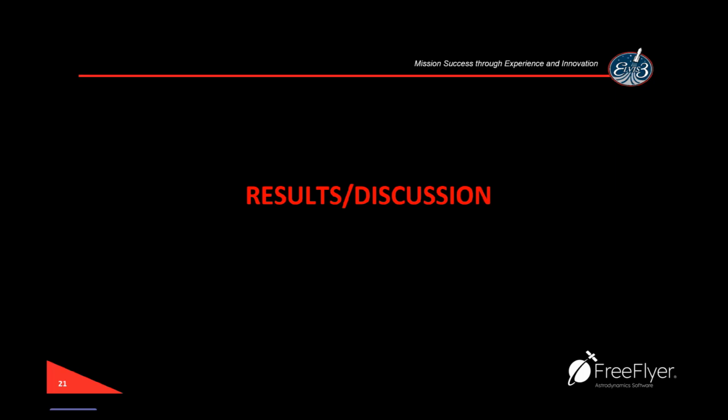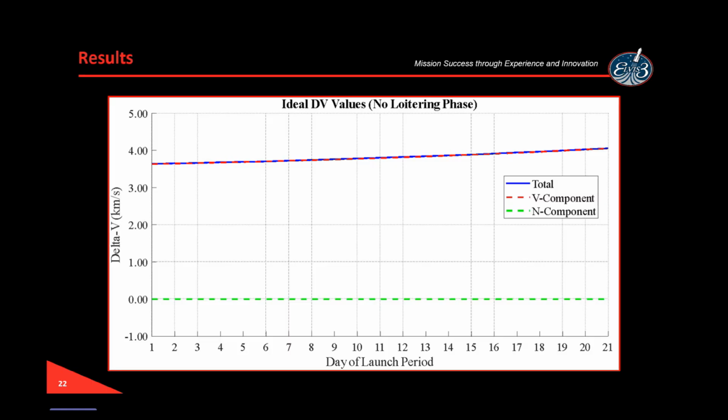Okay, so now we can get into the results and discussion section. This first plot is just the ideal delta V values that'll serve as our baseline going forward. For these, there's no loitering phase. So rather than loitering in that park orbit, we're just launching on the day of the opportunity. These are all just standard trajectories that we would normally use. You can see that the total delta V ranges from around 3.6 kilometers per second, and then increases to just above 4 kilometers per second by the end.